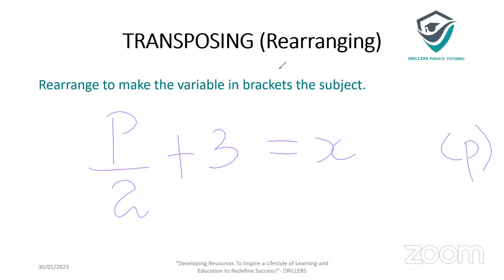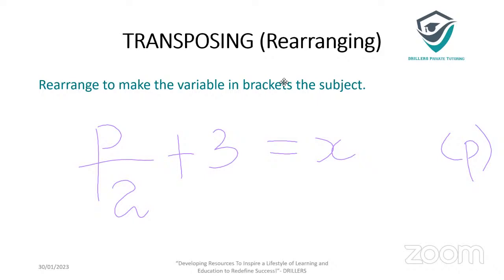Right, so now we have P divided by 2 plus 3 is equal to X. And we want to make P the subject of the formula. So if we look at the equation now, we will see that X is the subject of the formula. We no longer wish to have X as the subject, because X is on one side by itself and everything else is on the other side. X is currently the subject of the formula, but we want P as the subject.